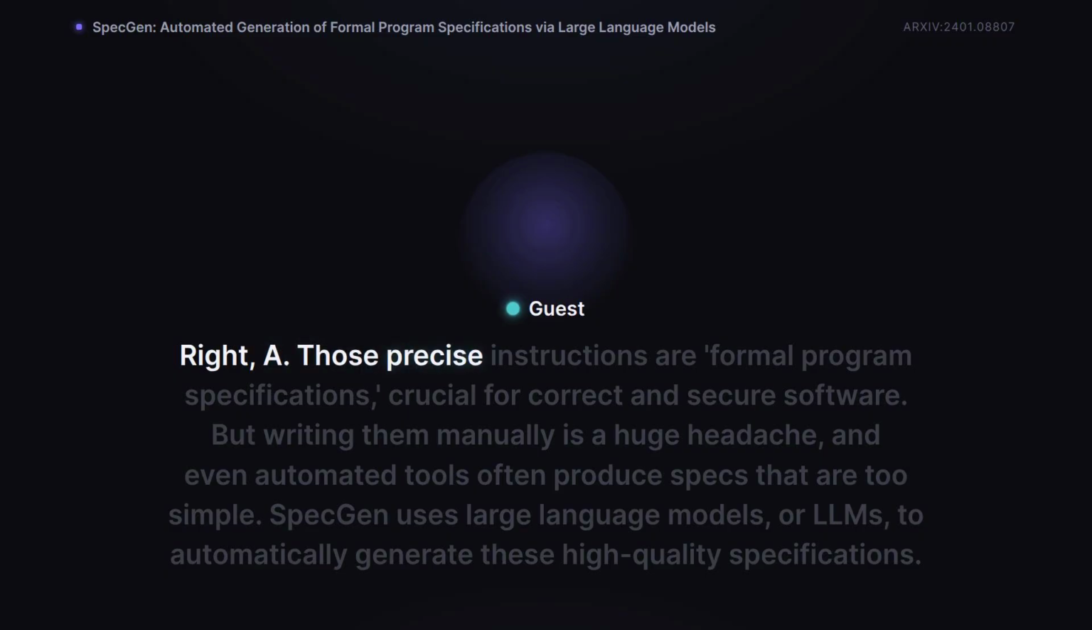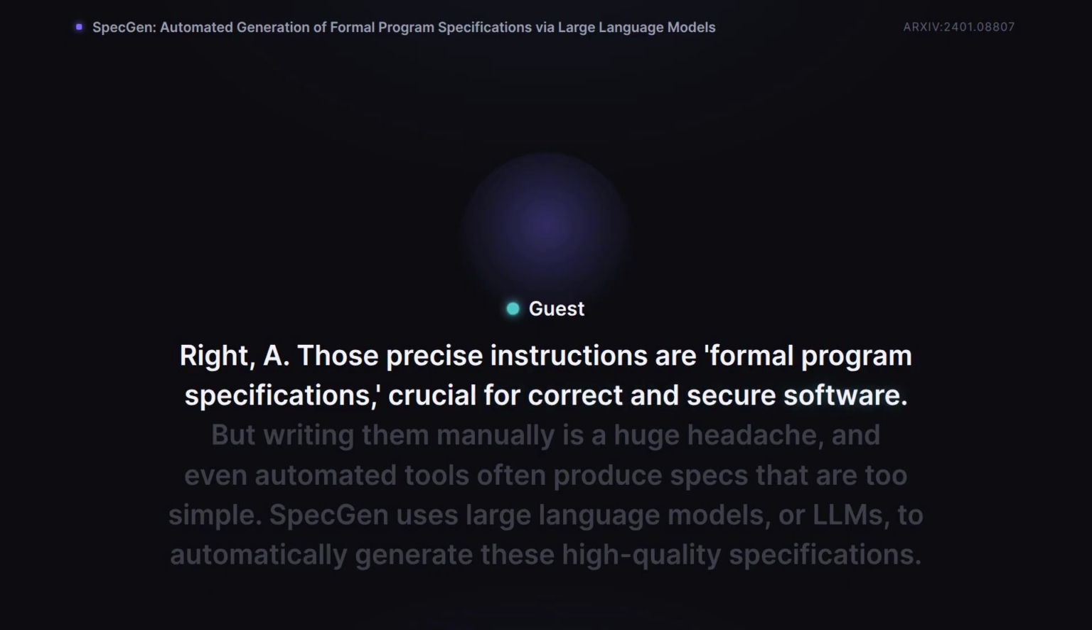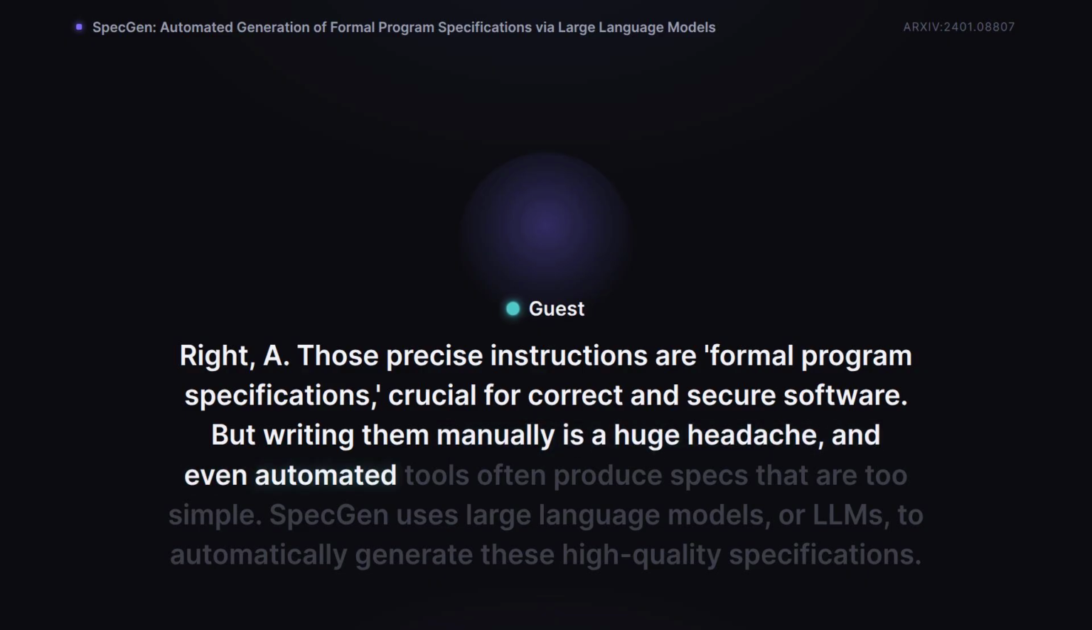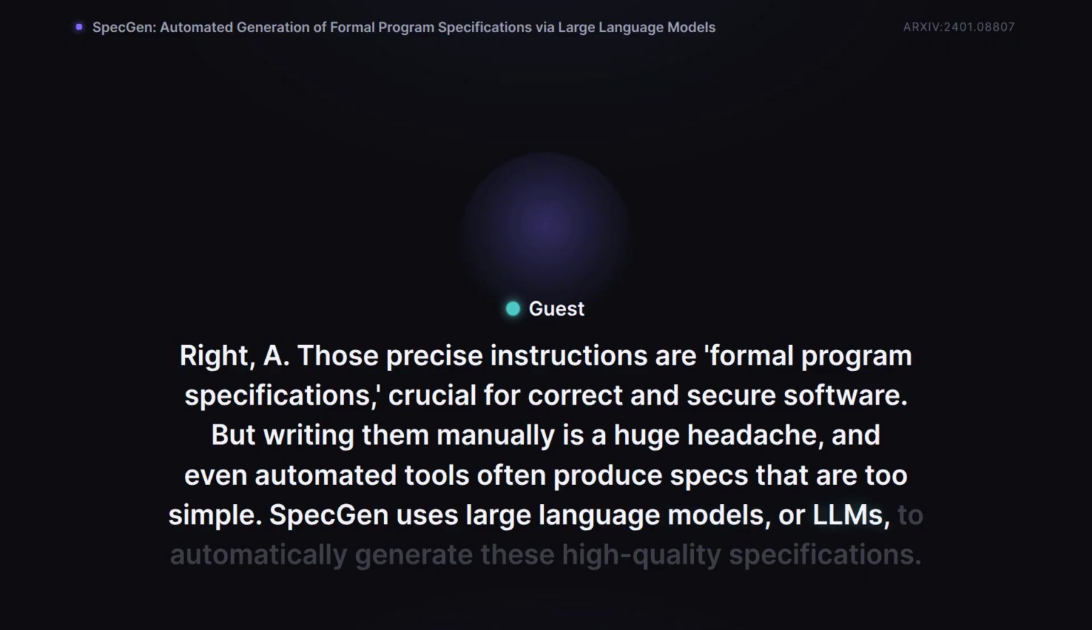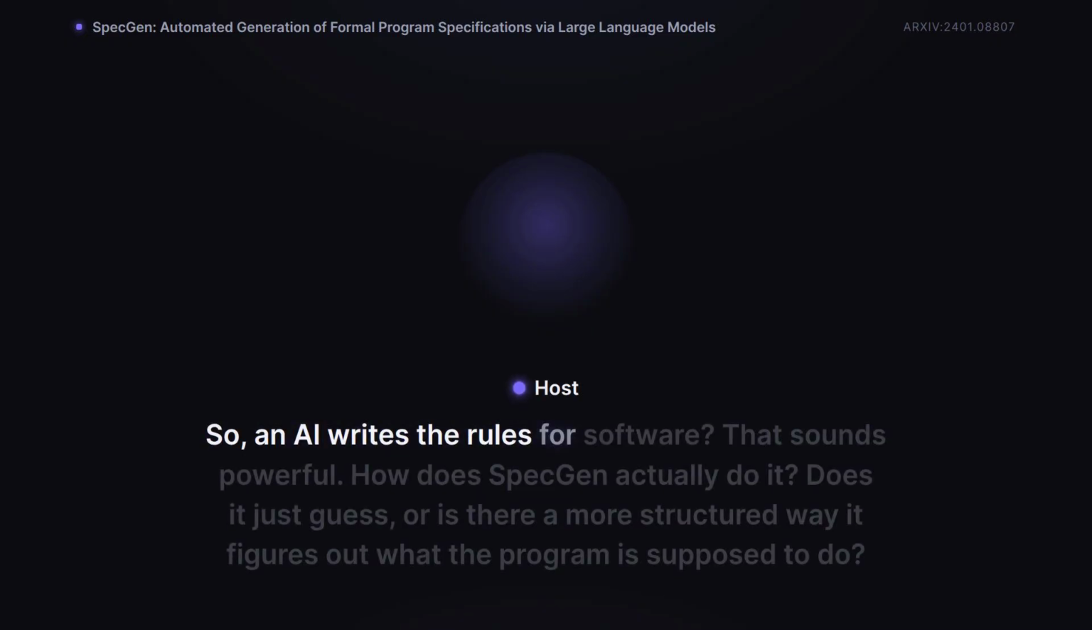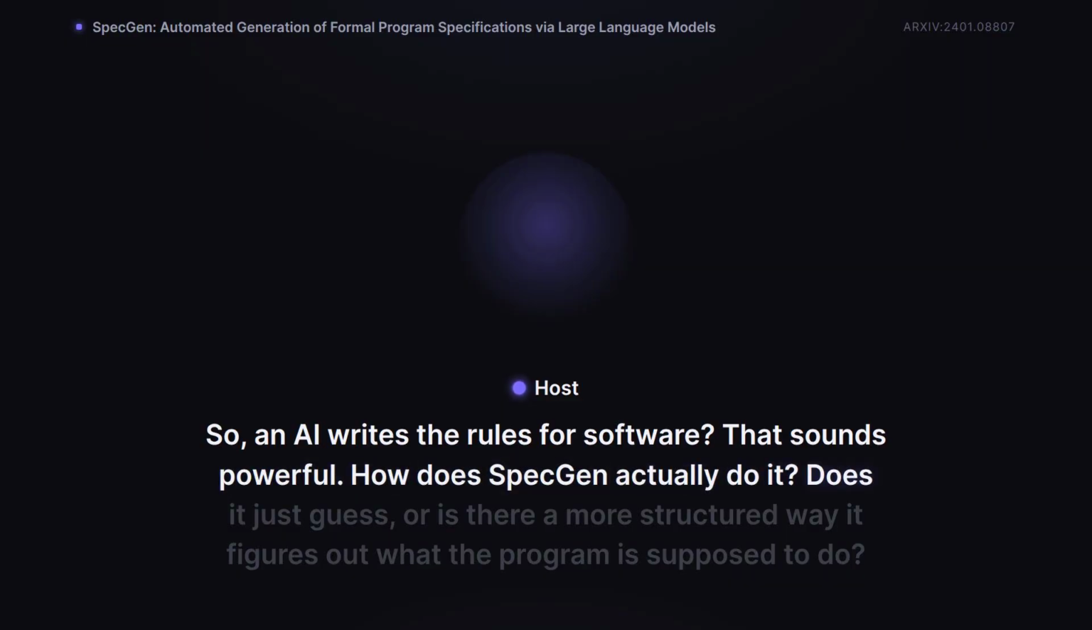Right. Those precise instructions are formal program specifications, crucial for correct and secure software. But writing them manually is a huge headache, and even automated tools often produce specs that are too simple. SpecGen uses large language models, or LLMs, to automatically generate these high-quality specifications. So, an AI writes the rules for software? That sounds powerful. How does SpecGen actually do it?